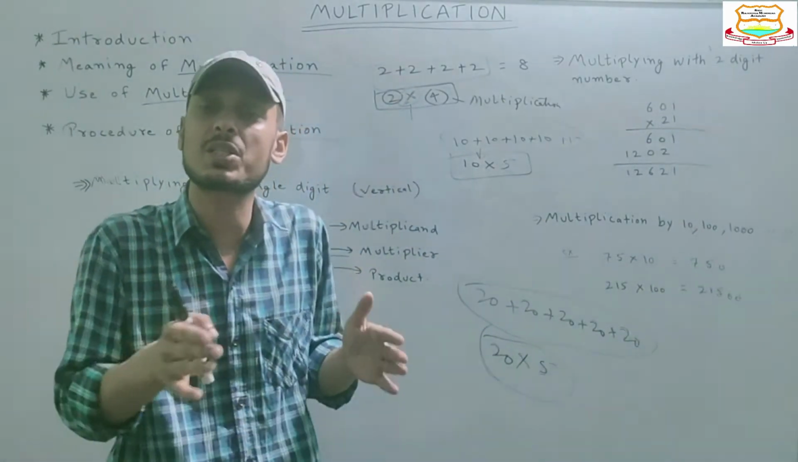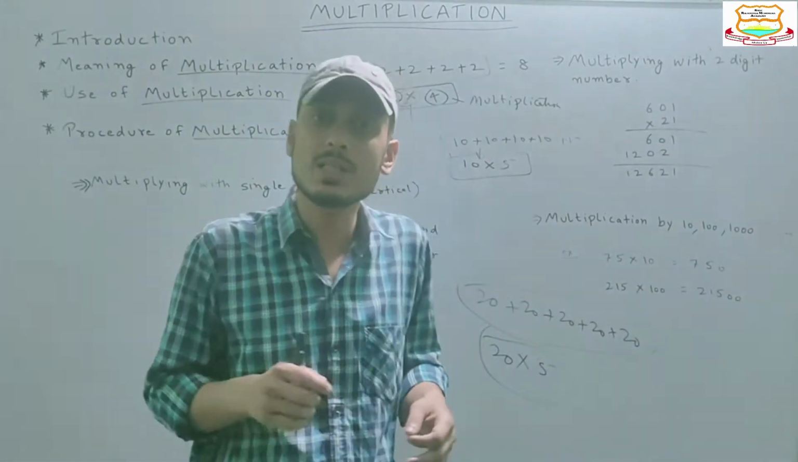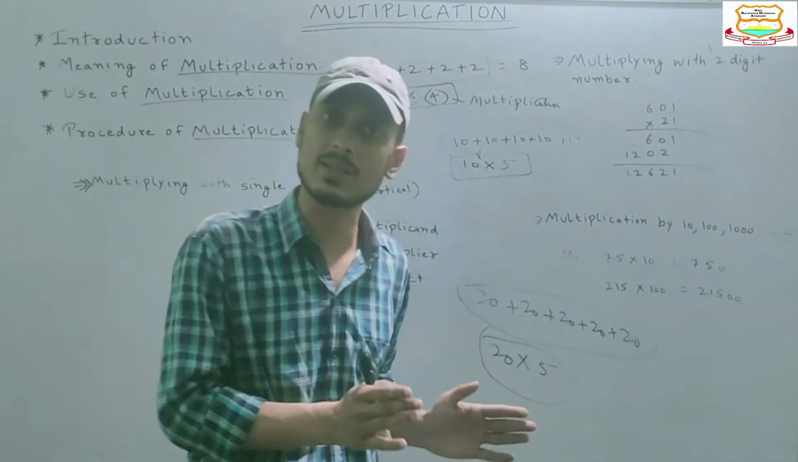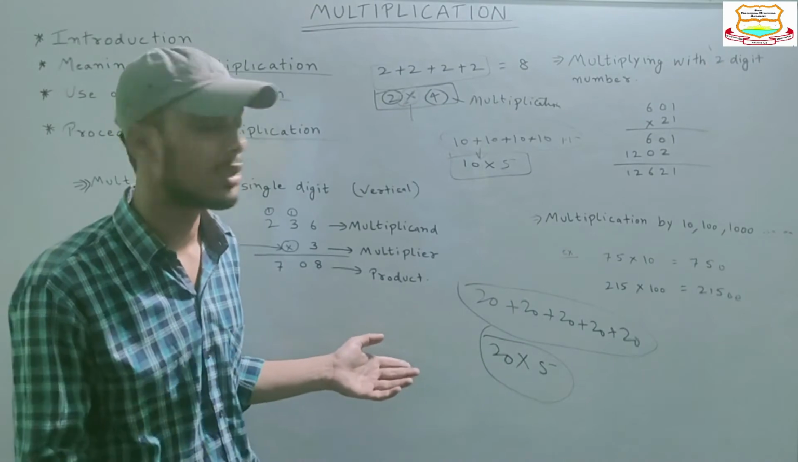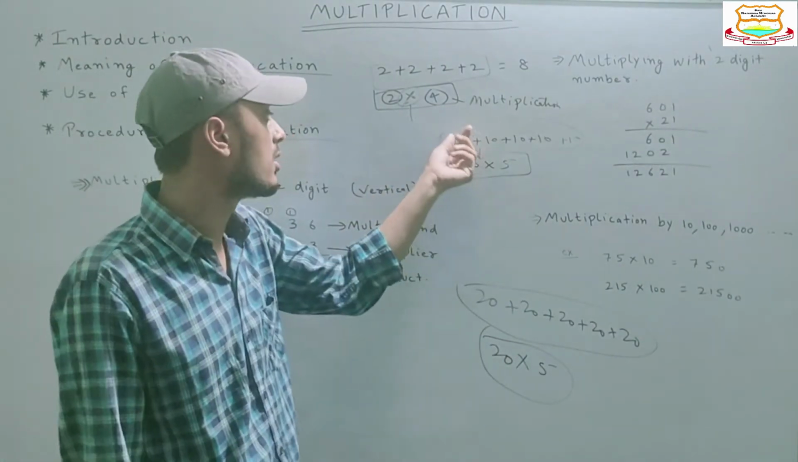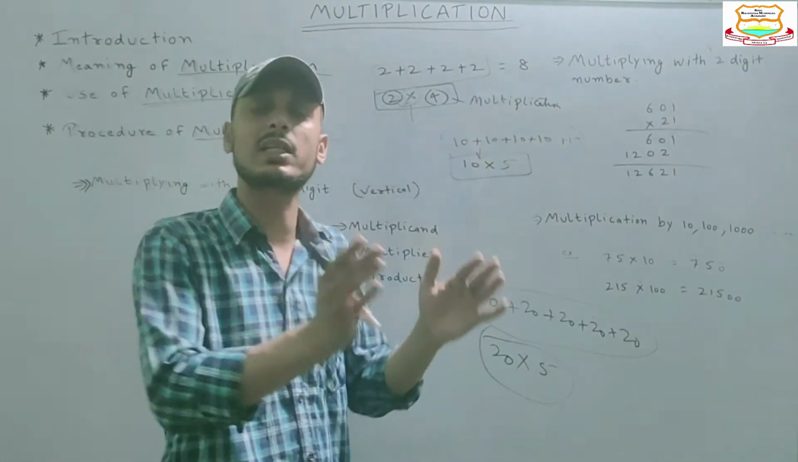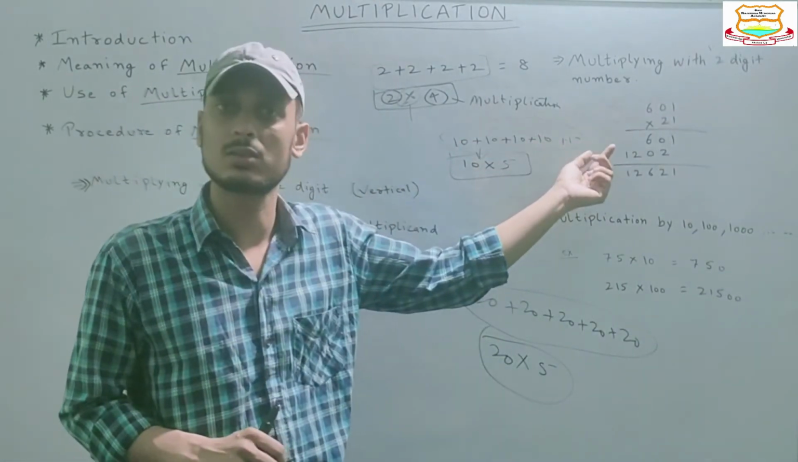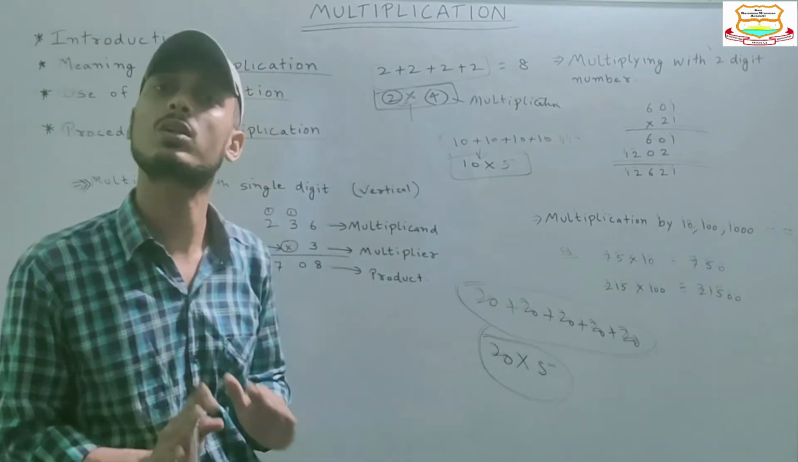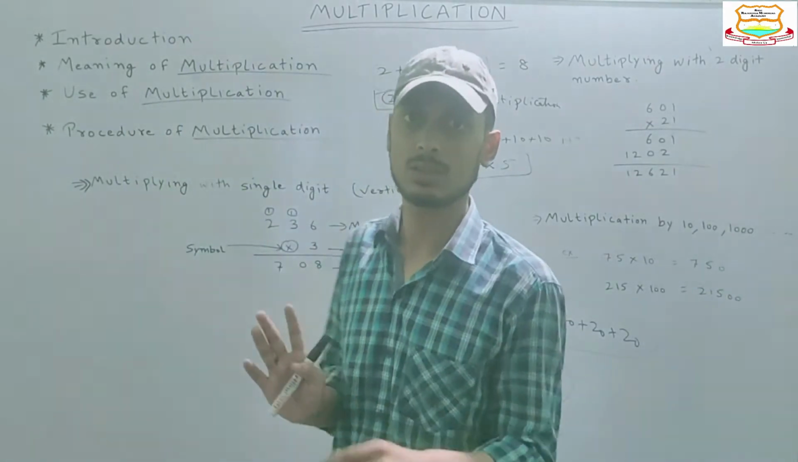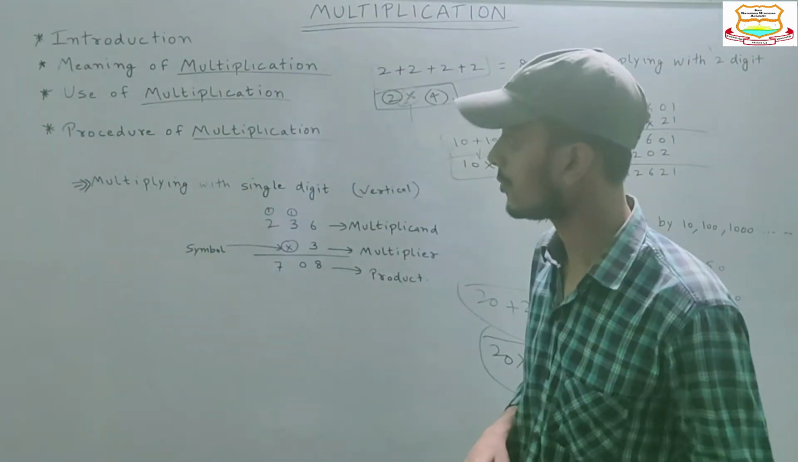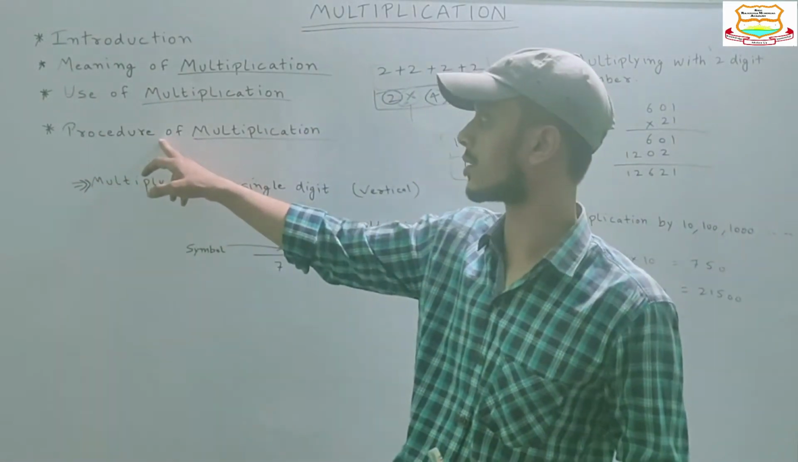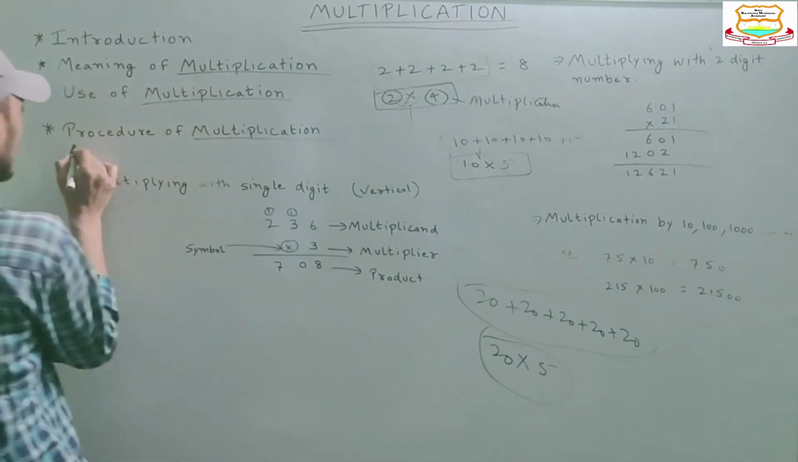So we can understand that multiplication is a type of addition. It is a special case of addition. What is that special case? That special case is that the same number should be added again and again. Means the same number should appear in the addition, not other numbers. Got it? Okay.